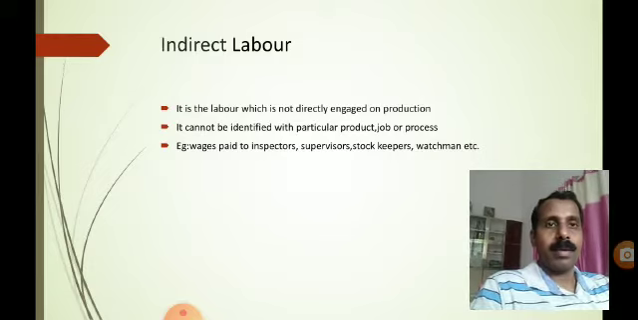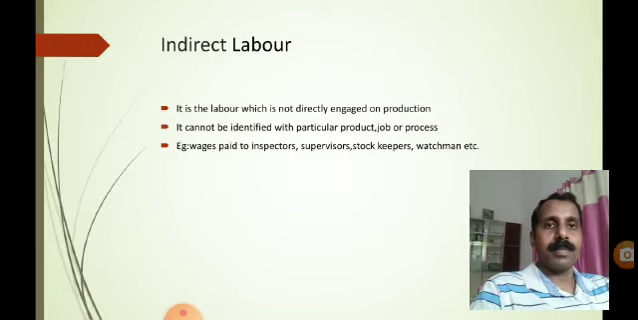The labor which is not directly engaged in production is termed as indirect labor. Supervisors, inspectors, storekeepers, watchmen, etc. are examples of indirect labor. That is the second element.